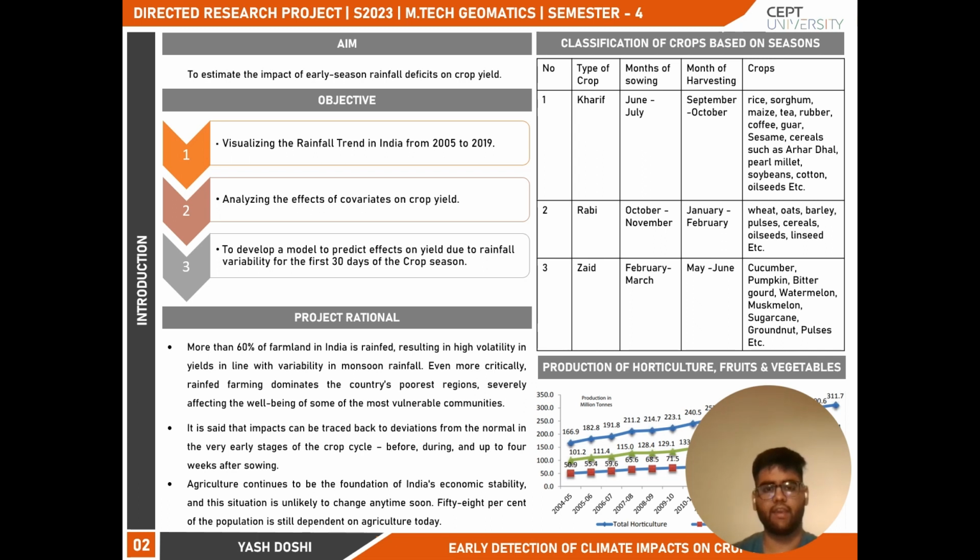The main motive of this project is that 60% of farmland in India is rain-fed, resulting in high volatility in yield, which has impacted many states and regions of India. If we can trace back the deviation from the normal in the very early stage of the monsoon, then as per that deviation we can change the crop plan and increase crop production.